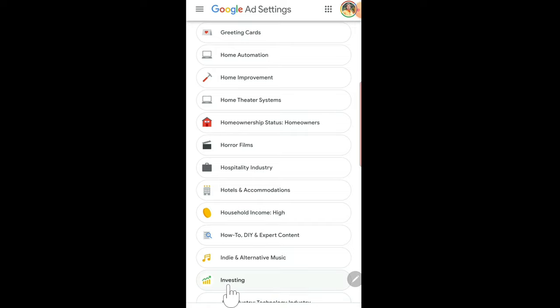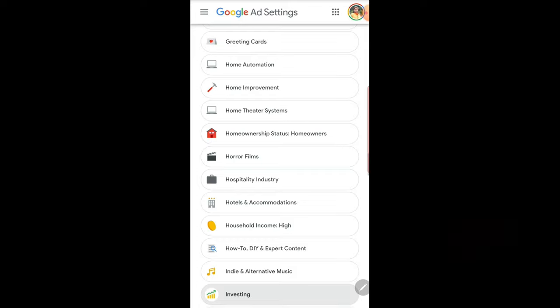Investing, again, absolutely wrong. I don't have any money to invest. I wouldn't know how to invest, and I'm not aware of doing any research into investing, but Google thinks that's one of my interests. Next page.